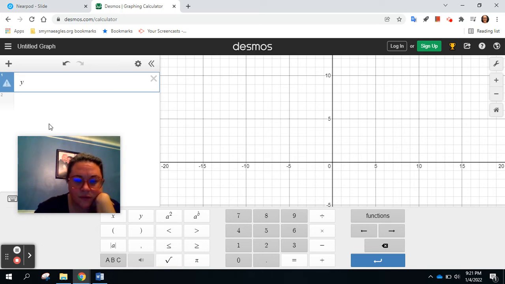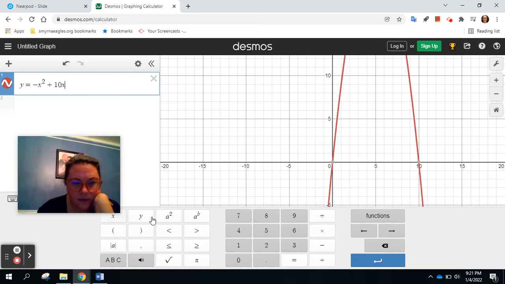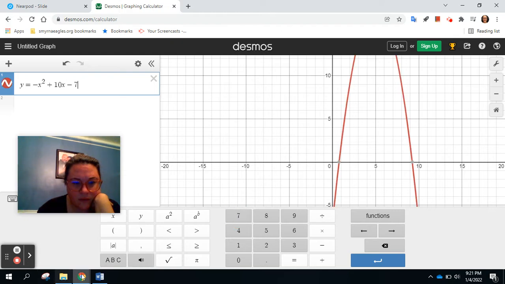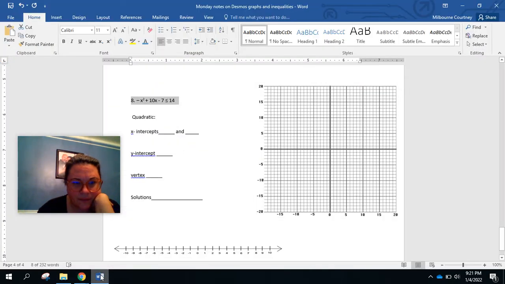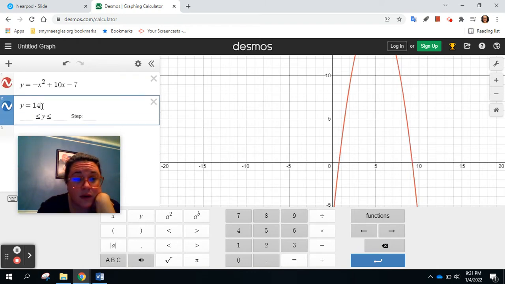Y equals negative x squared plus 10x minus 7. I'm just double checking that. And the other one is not 0, it's 14. So we need y equals 14 for the next one. So it's not always 0. This one is y equals 14.